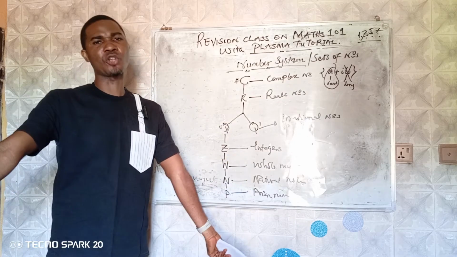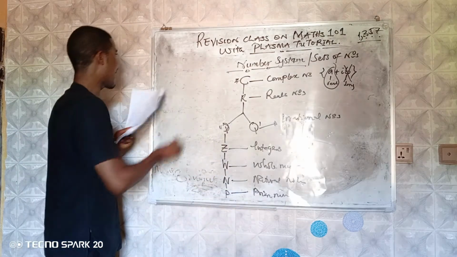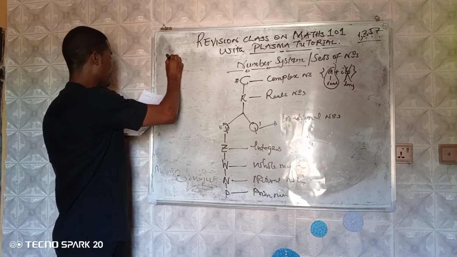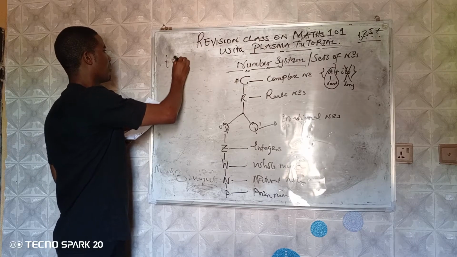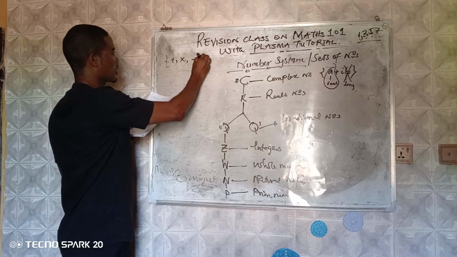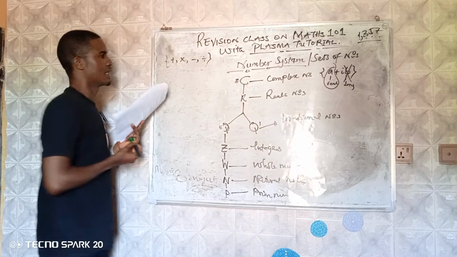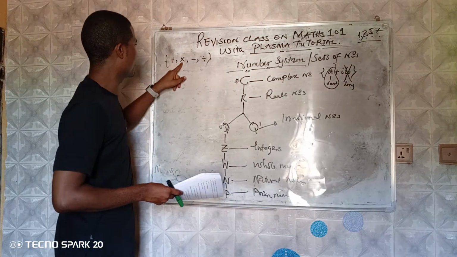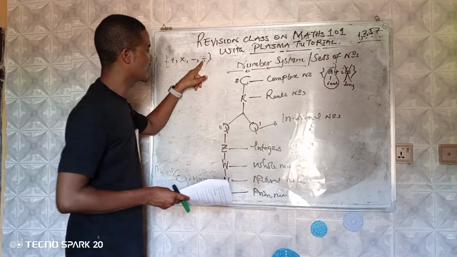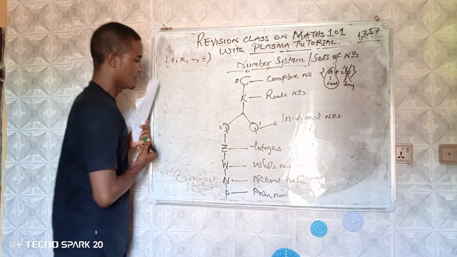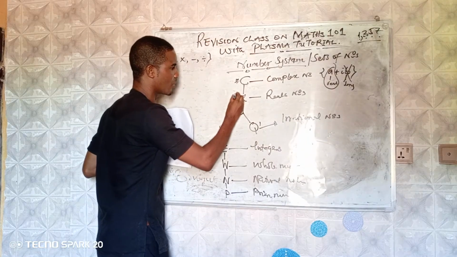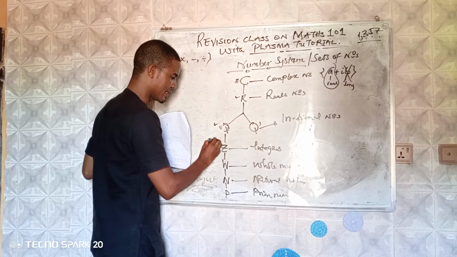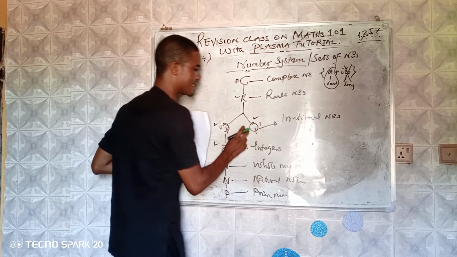Now let's look at the properties of these rational numbers. They are closed under the operation of addition, multiplication, subtraction, and what? Division. Okay, we have seen this. Let us look at this next one.